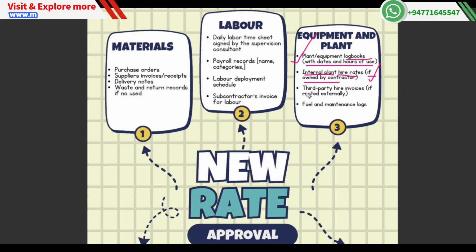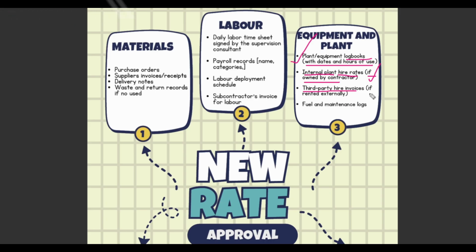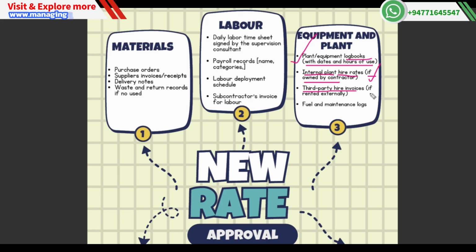The third one is the third party hiring invoices. For example, some of the plants and equipment are hired from a third party. So we should record the proper rental or hiring agreement plus the proper invoices. Okay, so this is the third important additional documentation.